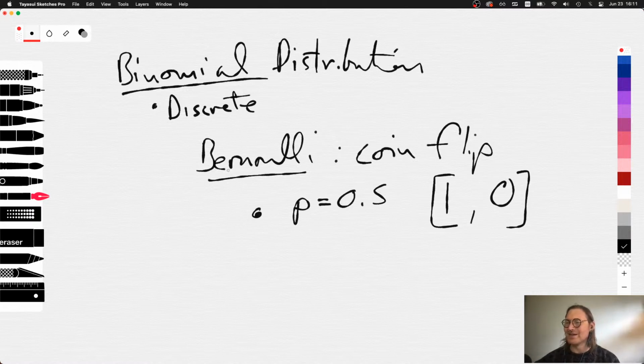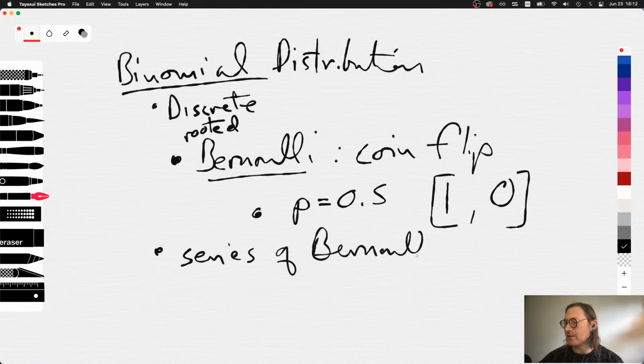Bernoulli feels a little like a tautology in some way, but it does help us construct other distributions really well. So binomial is rooted in Bernoulli, and sometimes binomial is even called a Bernoulli process. Binomial process, Bernoulli process, it's kind of the same thing. It means that binomial is a series of Bernoulli trials.